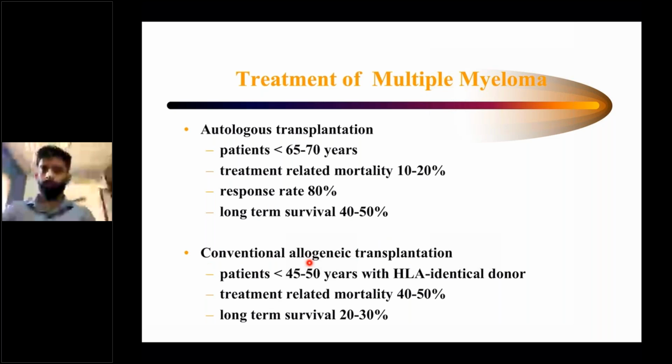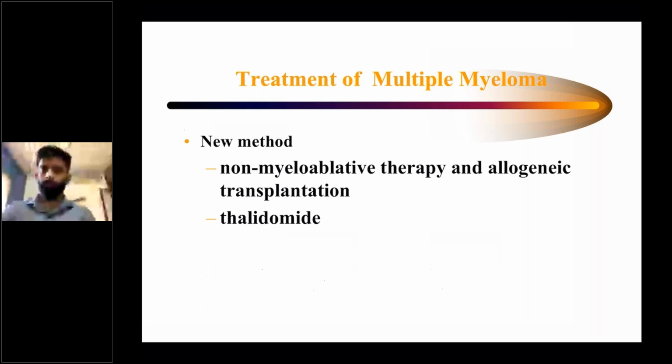In conventional allogenic transplantation, patients are less than 45 to 50 years with an HLA identical donor. And treatment-related mortality is 40 to 50%. It's obviously more. And long-term survival is less than autologous transplantation. It's 20 to 30% because it's taken from a different person. So that is about transplantation in multiple myeloma.